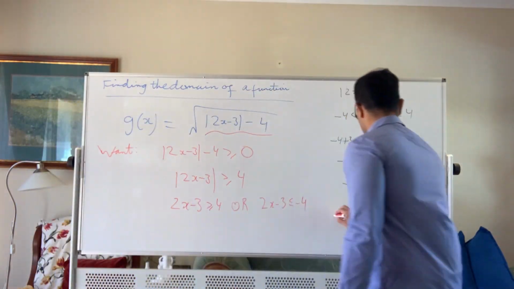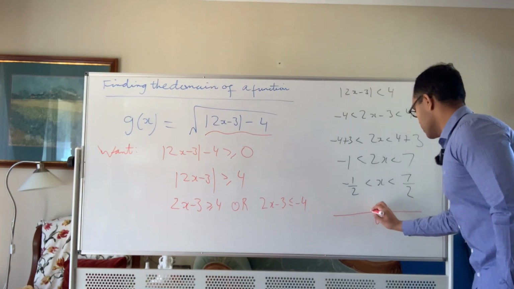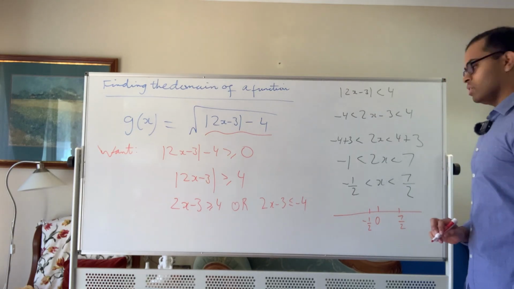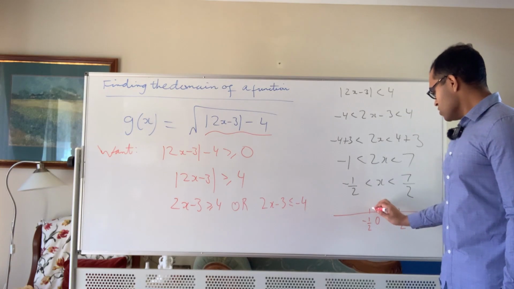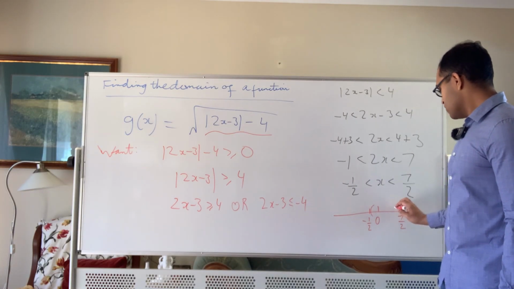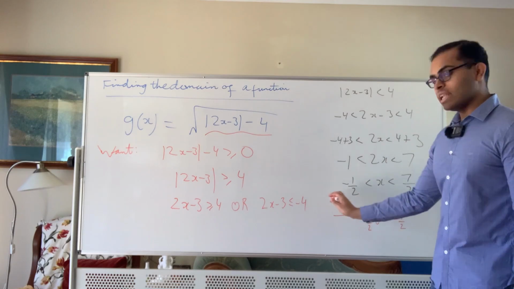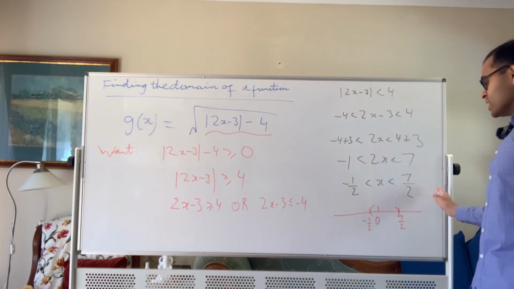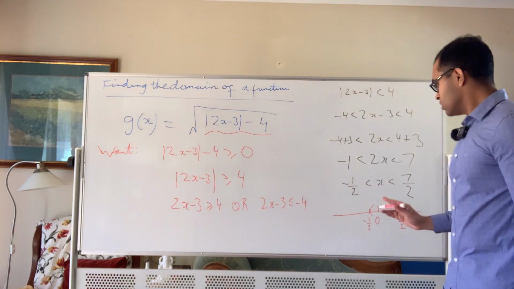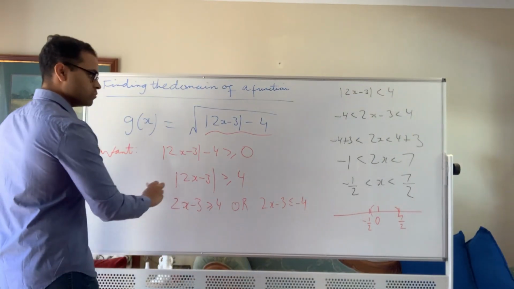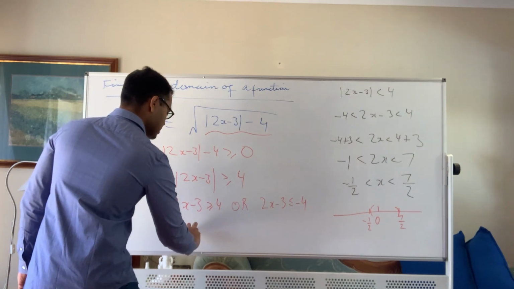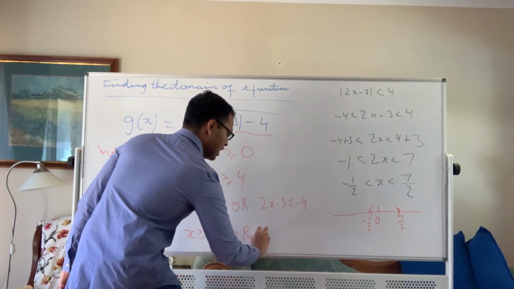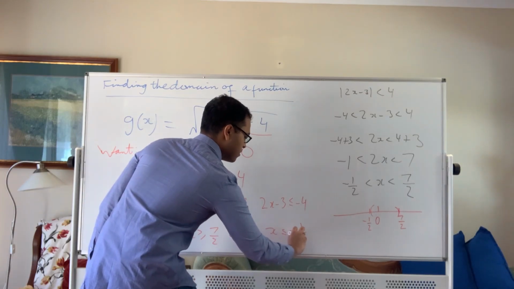So you can draw it on the number line, okay? So you've got 0, you've got -1/2, and you've got 7/2. Okay, so if x is not in between this range, that means x is either less than or equal to -1/2 on this side, or it is greater than or equal to 7/2 on that side. So either x is going to be at least 7/2 or x is going to be less than or equal to -1/2.